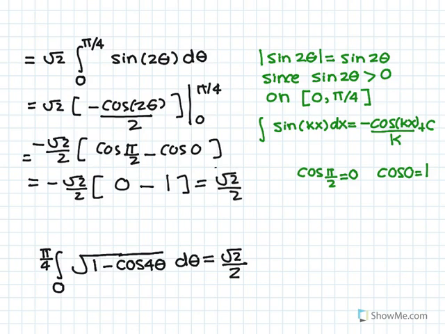So we have solved the integral from 0 to pi over 4 of the root of 1 minus cos 4 theta d theta to be root 2 over 2.